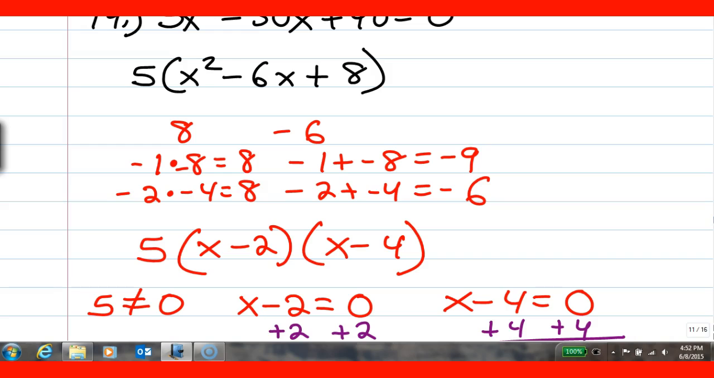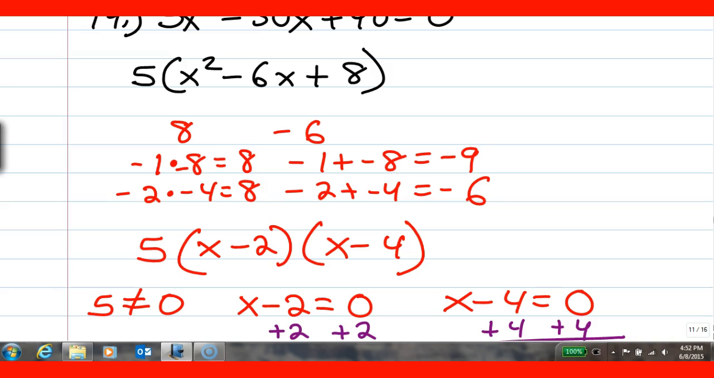I'm now going to take what's in my C position, or my last position, which is an 8, and look at what's in my B position, or center position, which is a negative 6. I want factors that will create a positive 8, but when summed, create a negative 6.